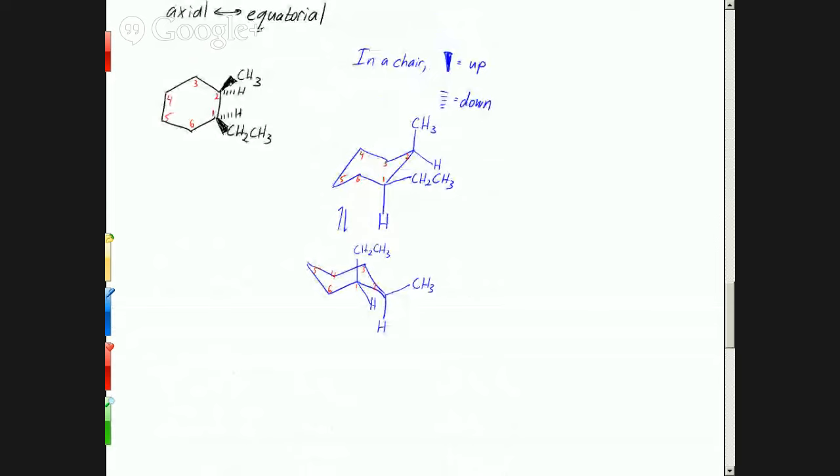So if we go back up to this one, this is 1-ethyl-2-methyl cyclohexane, but that's actually not enough of a name because it doesn't tell us the orientation of those two. So we need to call this cis-1-ethyl-2-methyl cyclohexane, and that gives us the full name.